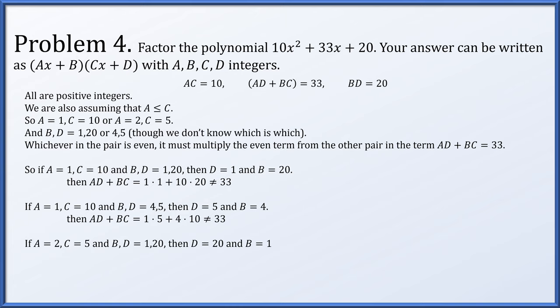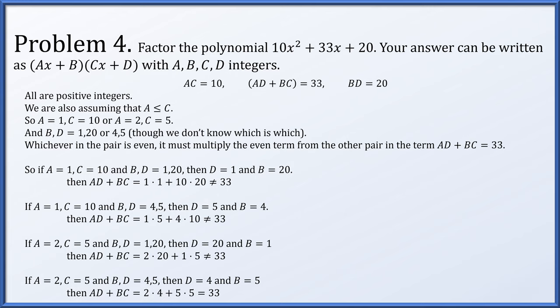What about the pair 2, 5? Let's suppose A is 2, C is 5. A is now even, which means the number it multiplies in the linear term, D, must also be even. So out of the pair 1, 20 as a possibility, D must be 20 and B must be 1, but then I don't get 33. Well, what if A is 2, C is 5, and BD is the pair 4, 5? Since A is multiplying D in the linear term and A is 2, which is even, then D must be the even element of this pair, which is 4, in which case we do actually get 33.